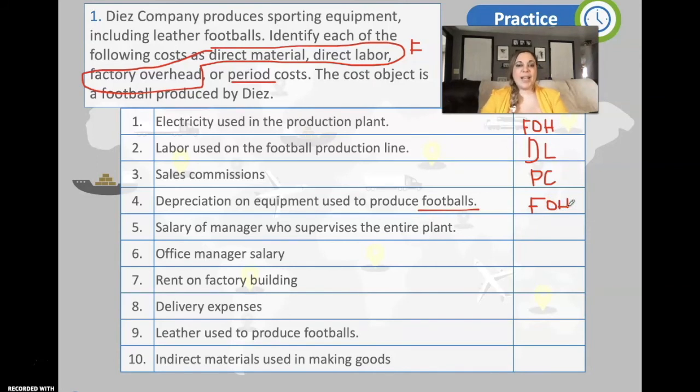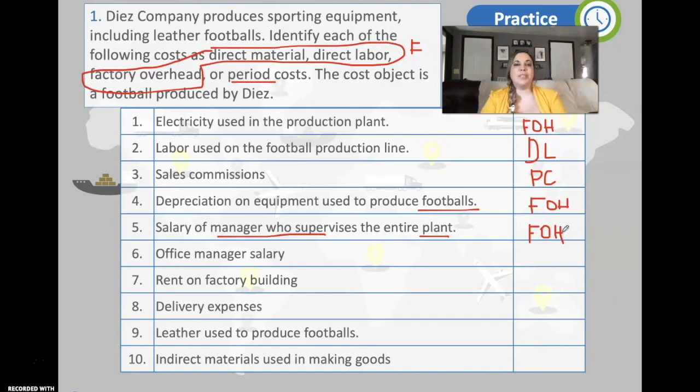Number 5, salary of the manager who supervises the entire plant. Does it have to do with the factory? Yes, so it's going to be one of these 3. Now, it's a salary, so it would either be direct labor or overhead, but someone who's a manager who supervises everything, are they directly working on the product? No, managers do a lot of other things. They manage the whole thing, they put out reports, but they're usually not the ones on the front line working for the company. So this would be factory overhead. So please just take a note that managers are not direct labor, they're considered overhead.